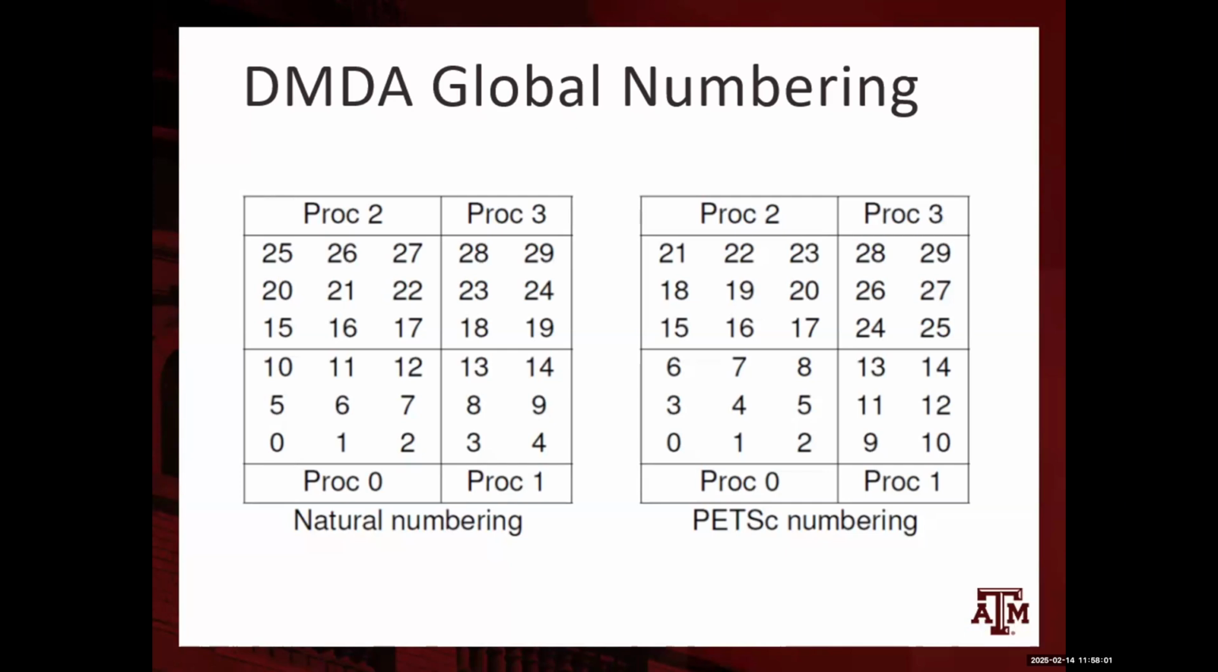So let's talk about numbering. Typically, a natural numbering goes 0, 1, 2, 3, 4, 5, 6, 7, 8, and so on. That's the typical natural numbering. But in PETSc, that's not necessarily the case. It's like 0, 1, 2, 3, 4, 5, 5, 6, and so on. It's not a natural numbering.